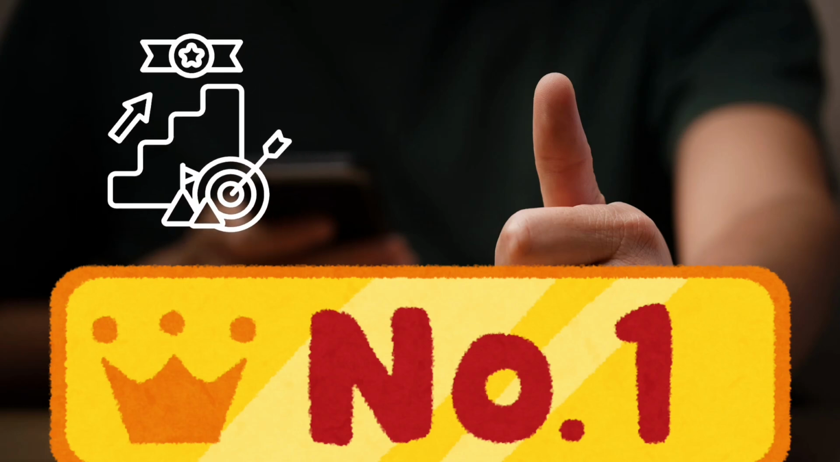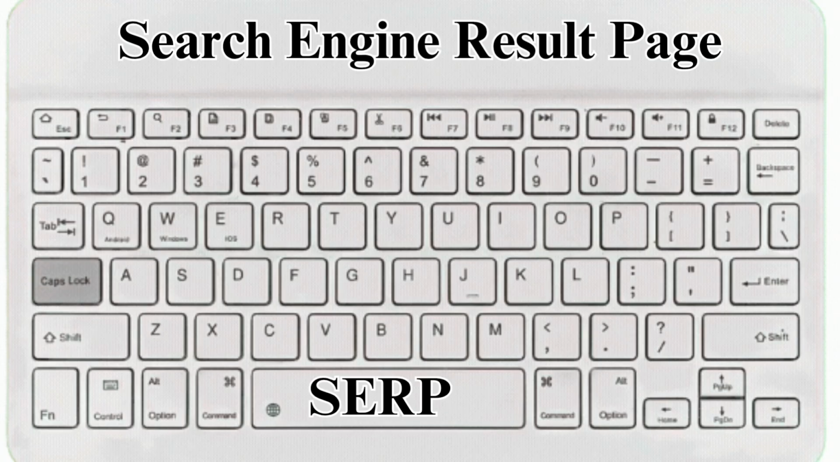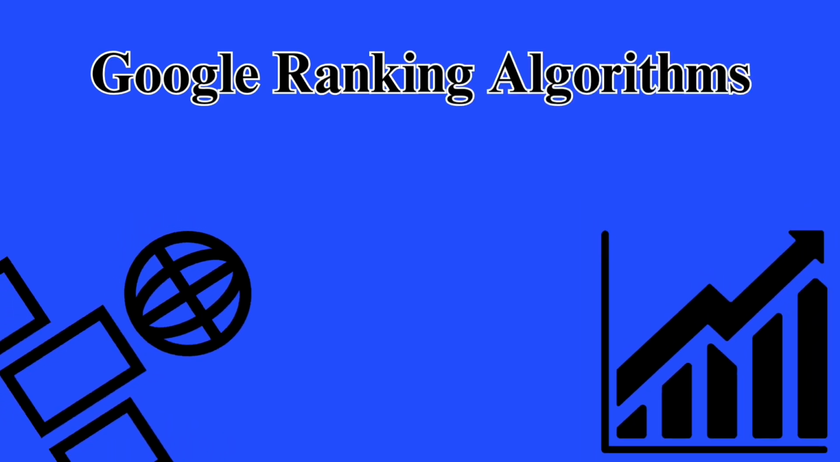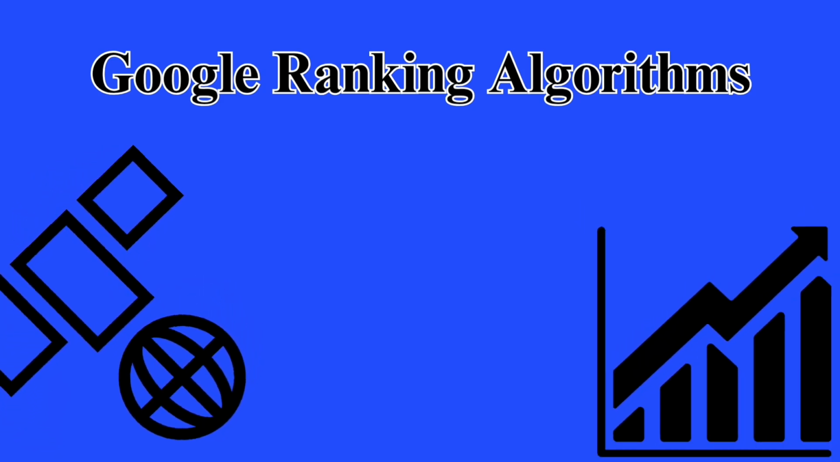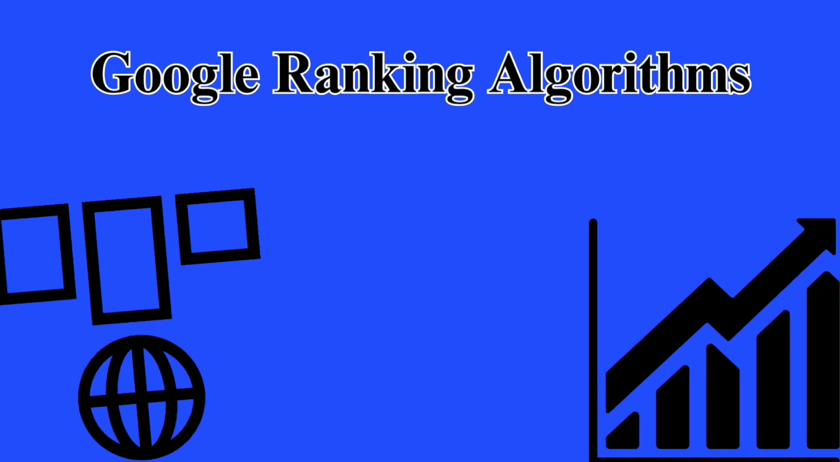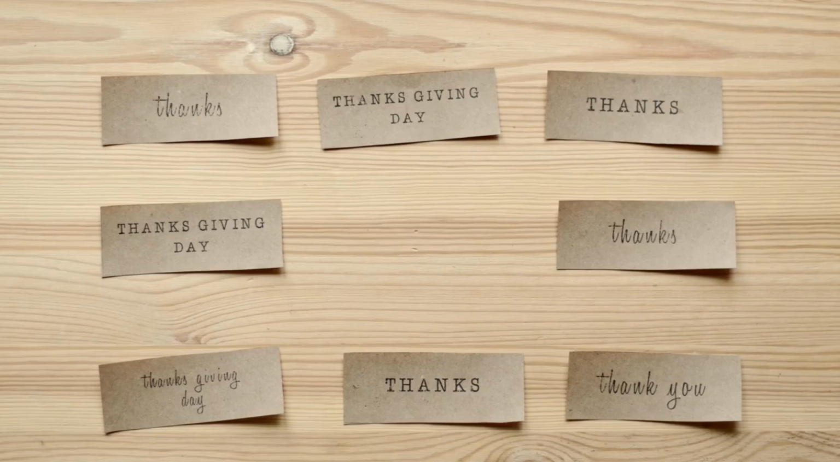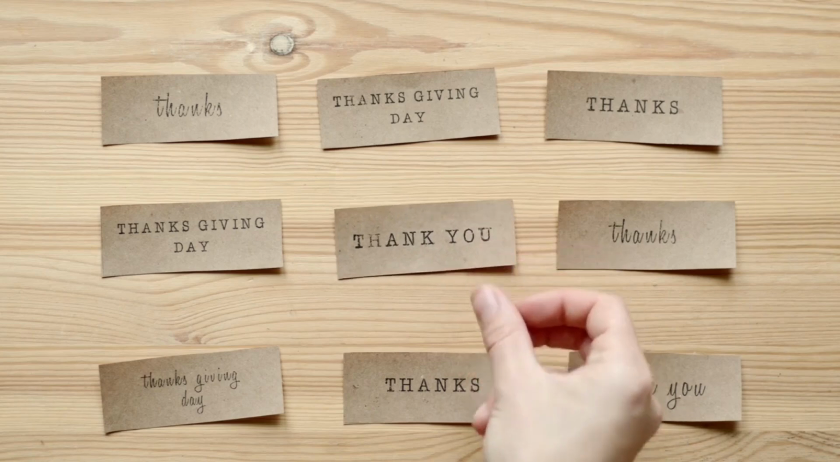Whenever you type anything on Google, the result page you see is called SERP. SERP means search engine result page. So on the SERP, whichever ranking you see the results in, who decides it? Google's ranking algorithm decides it. Now, what are those ranking algorithms and how do they work? We will understand all of them in our next video.